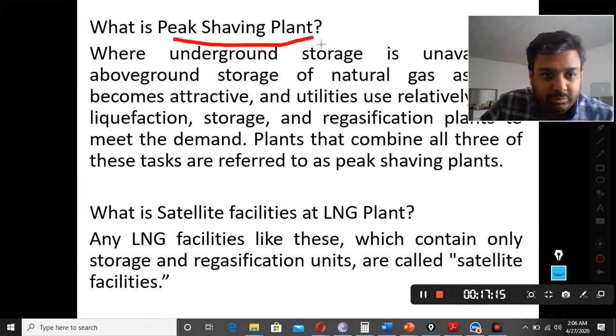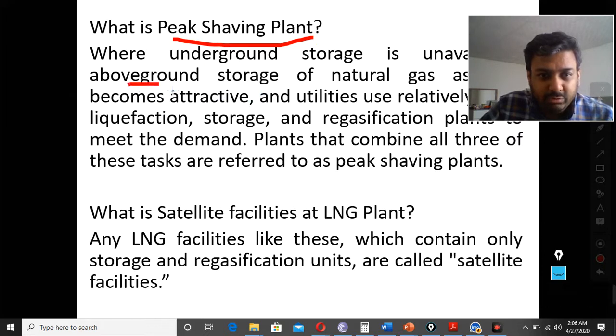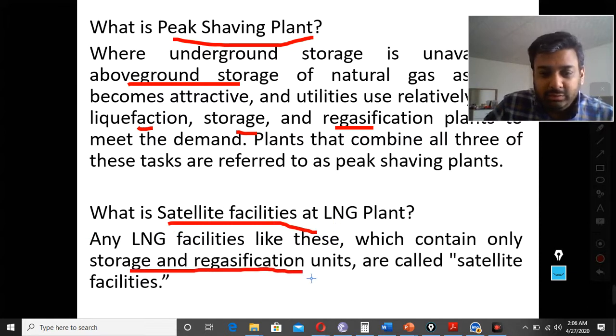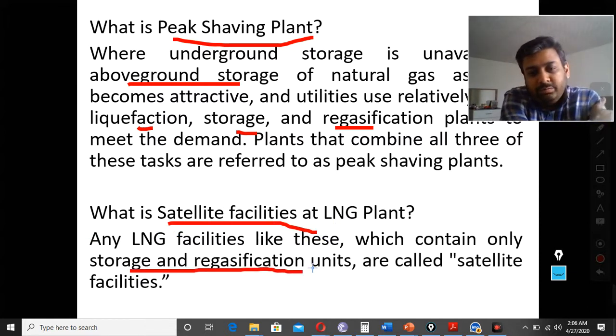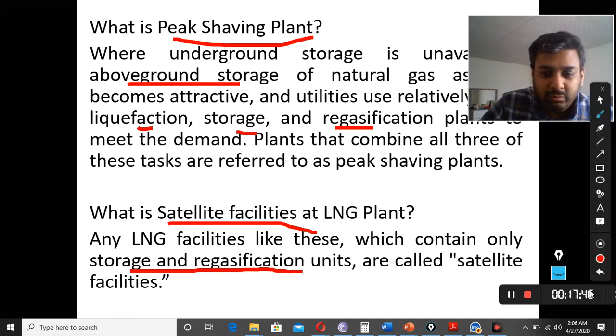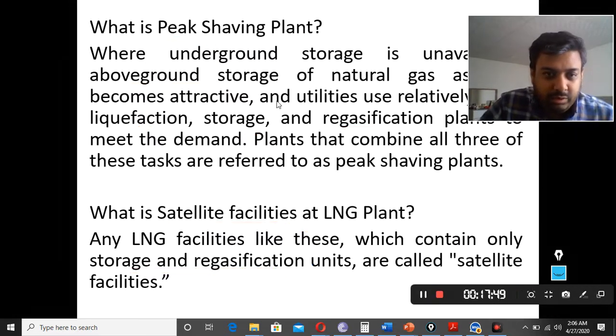This kind of plant has above ground storages. We have liquefaction, we have storage, we have a regasification plant. So the peak shaving plant has all the options. Then we have another type of plant. We call it satellite facilities or base load plant. In this one, we have only storage and regasification unit. So these satellite facilities are available at the buyer's place, where the customer buys the liquefied gas and then has to regasify it. So in this case, both are needed around the world.